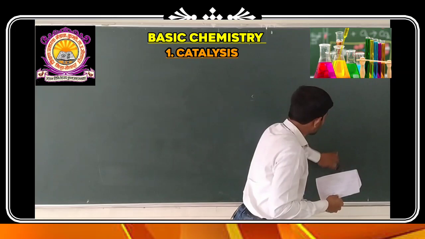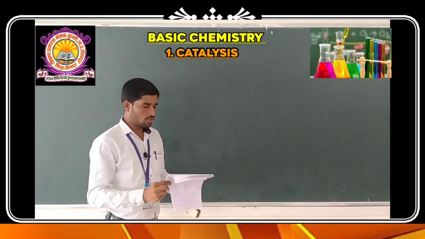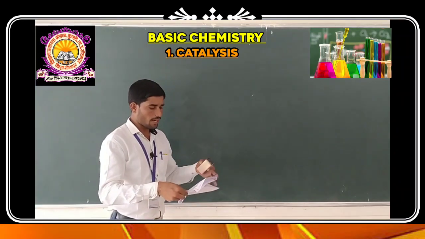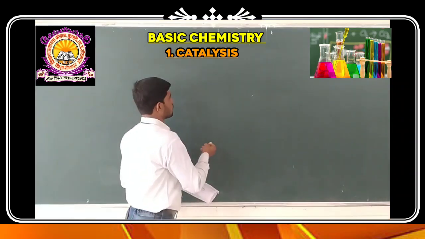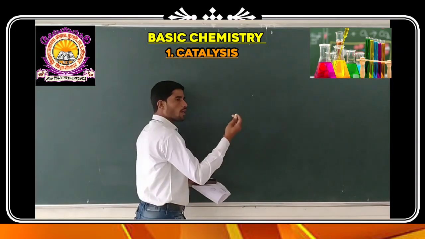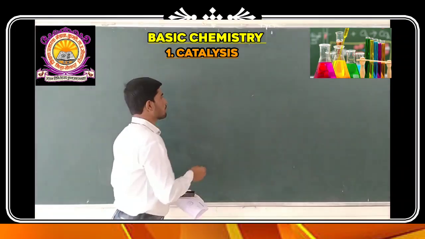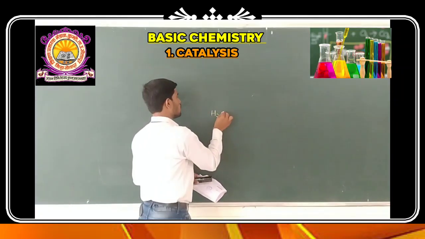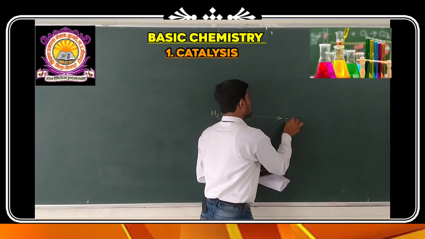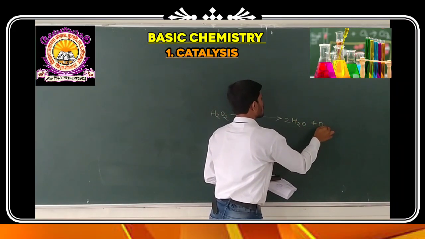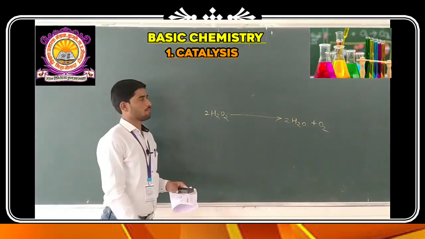So we know that in positive catalyst we considered the example of the formation of H2 and O2 to give rise to a molecule of H2O. So again we are going to consider the same example here. H2O2 gives 2H2O plus O2. Here I am just balancing this chemical reaction.